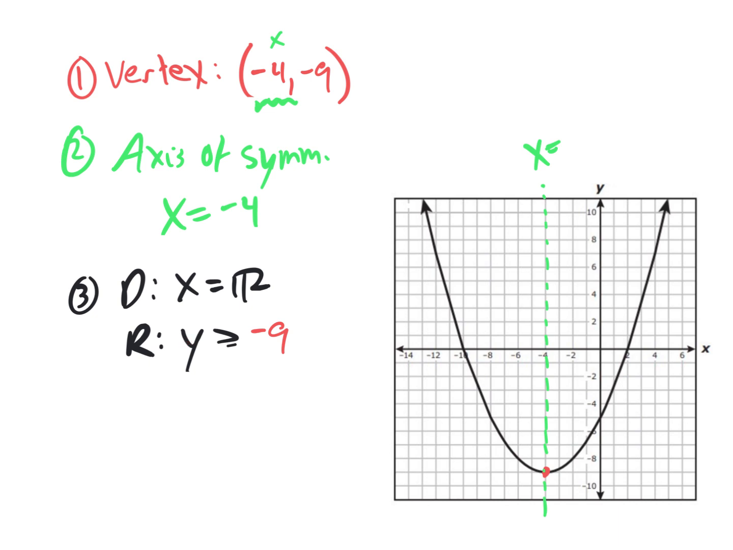Now the range are the y values, and this parabola obviously doesn't exist at -11 or at -10, but it starts existing at -9.